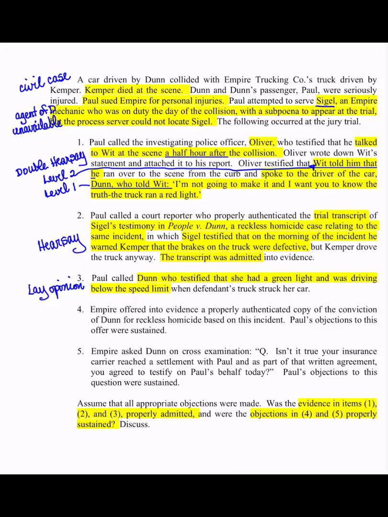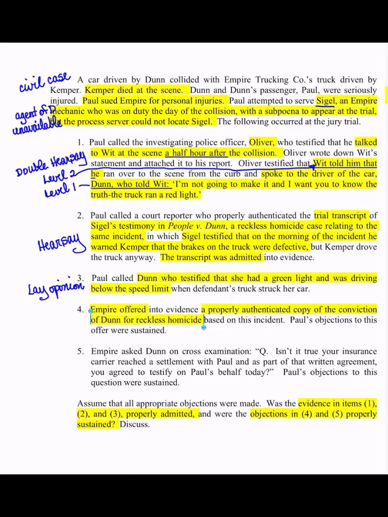Well, you could question logical relevance, but that won't work because it's relevant to show Dunn was the one at fault. That would exonerate Empire. What about legal relevance? Yeah, it's prejudicial, but it's highly probative of the fact that Dunn was at fault. So it won't be excluded on grounds of legal relevance. What about character evidence? Can we say that it should not have been admitted because it was improper character evidence? Well, the conviction doesn't relate to a past act, but it pertains to the conduct at issue in Paul v. Empire, so it is not character evidence.